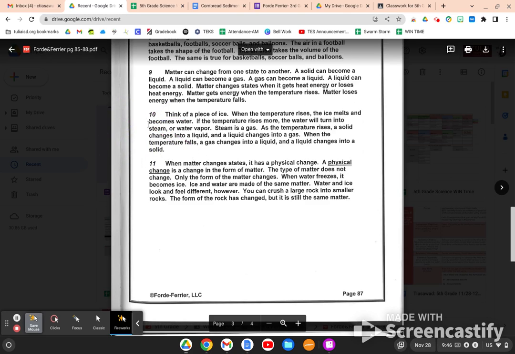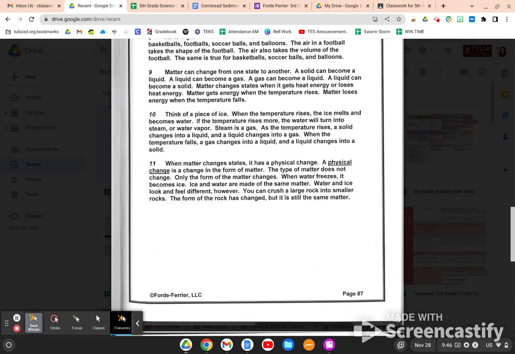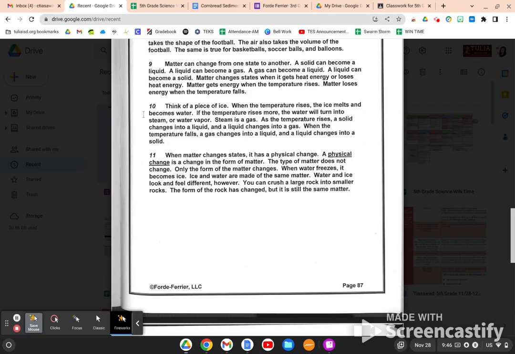Paragraph 10. Think of a piece of ice. When the temperature rises, the ice melts and becomes water. If the temperature rises more, the water will turn into steam or water vapor. Steam is a gas. As the temperature rises, a solid changes into a liquid, and a liquid changes into a gas. When the temperature falls, a gas changes into a liquid and a liquid changes into a solid.